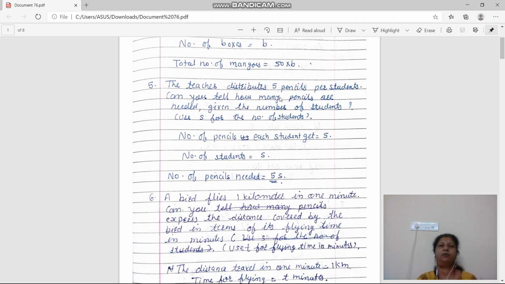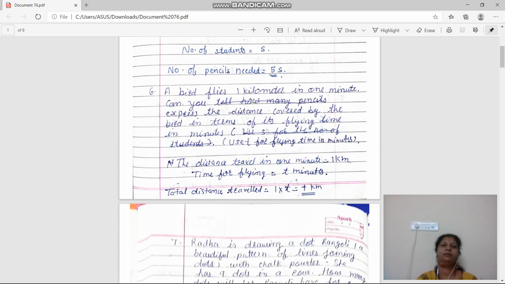The teacher distributes 5 pencils per student. Can you tell how many pencils are needed, given the number of students as y? Now the number of pencils for each student is 5. The number of students, y, is the variable, we assume it. So the number of pencils needed is equal to 5 multiplied by y, that is 5y. Get it? So let's start the next example, that is the sixth one.